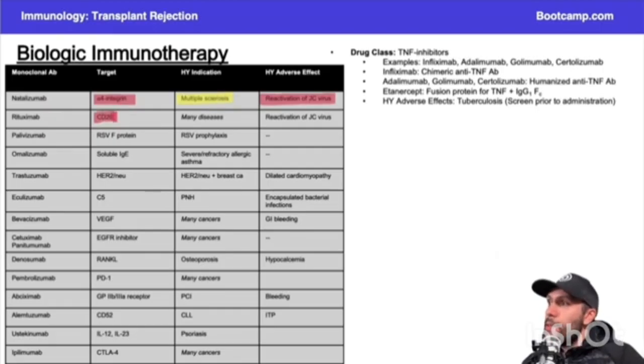All right, rituximab, CD20. What's CD20? What do you think about when you see CD20? You think about B cells, right? That was a classic B cell marker. You don't really have to know a lot of the indications for rituximab because, like I said, this is another one where there are so many diseases it can be used for. But the big thing I want you to remember is reactivation of JC virus, again, with rituximab. What is the patient going to present with if they have reactivation of JC virus?